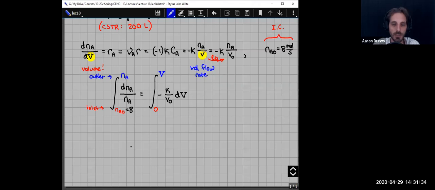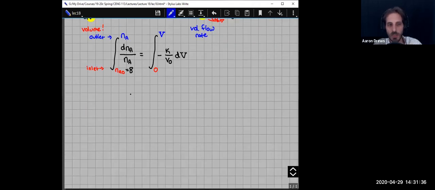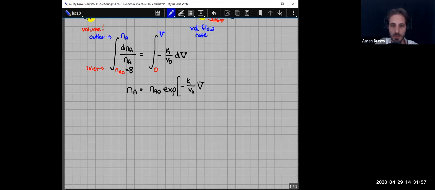Now we would integrate these things. However you choose to integrate them is fine by me. This one is not too bad because you'll just get a natural log on one side. So you'll have N sub A is equal to N_A0 times the exponential function of minus k divided by v0 times the volume V.